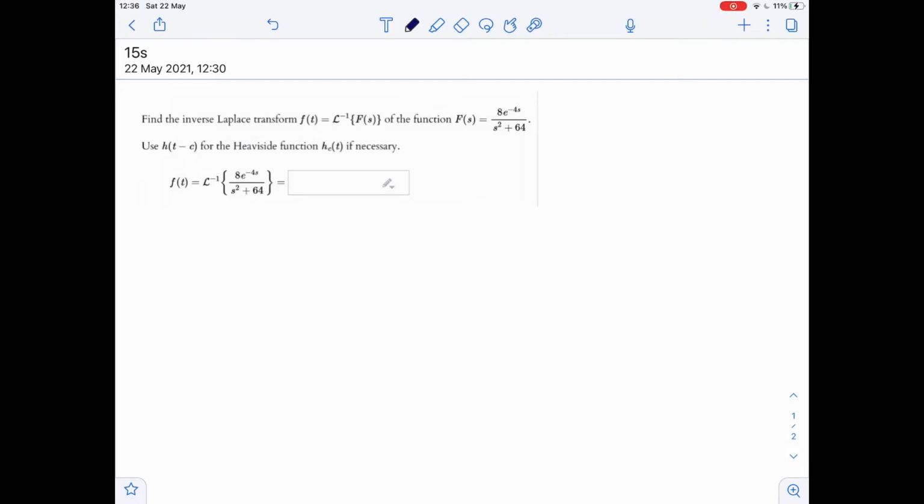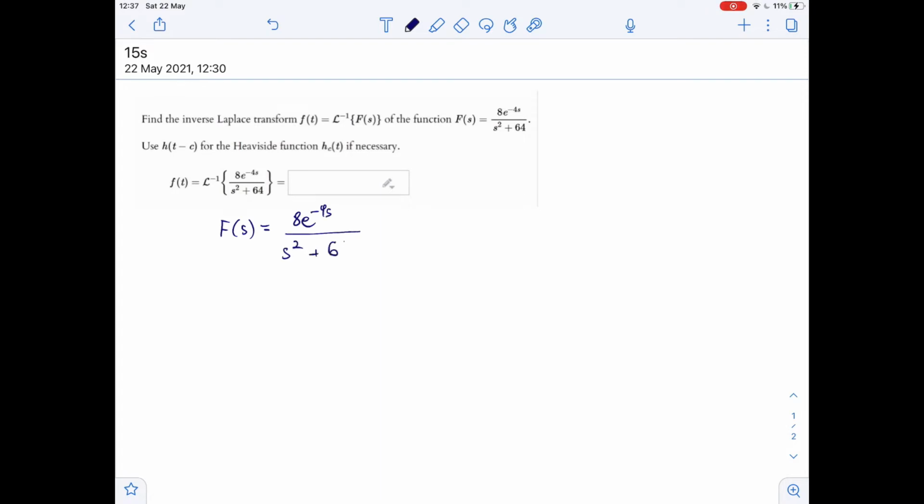So we need to find the inverse Laplace transform of the function F(s), which is 8 times e to the power of negative 4s over s squared plus 64. Let's see what we can do here. So first of all, let's rewrite our function F(s). F(s) is equal to 8 times e to the power of negative 4s over s squared plus 64.